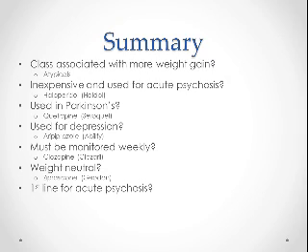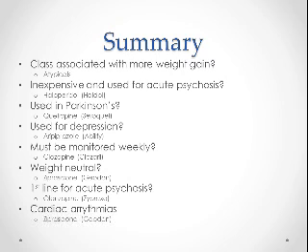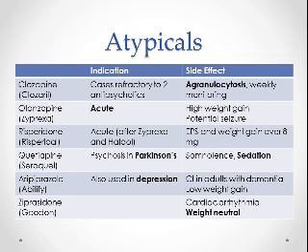First line for acute psychosis, olanzapine or Zyprexa. Cardiac arrhythmias, ziprasidone or Geodon. And then the ones that I should have put on here probably are the contraindicated in adults with dementia. Remember your aripiprazole on that one. And potential seizures, remember olanzapine.